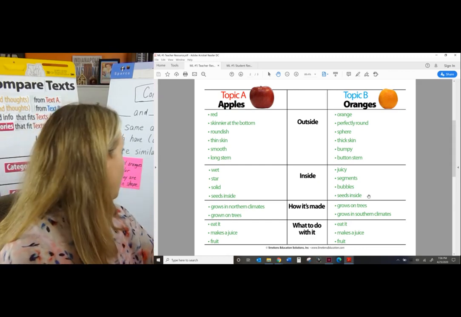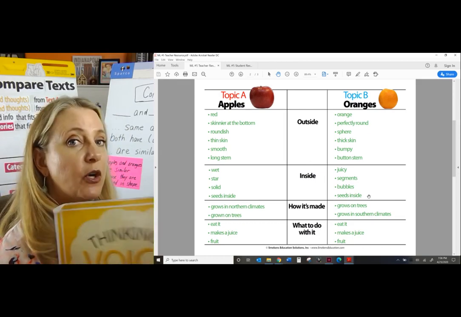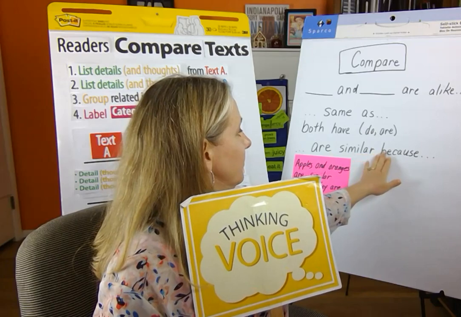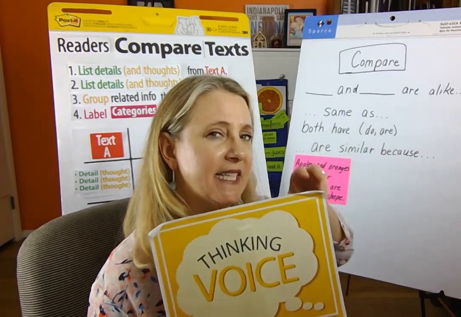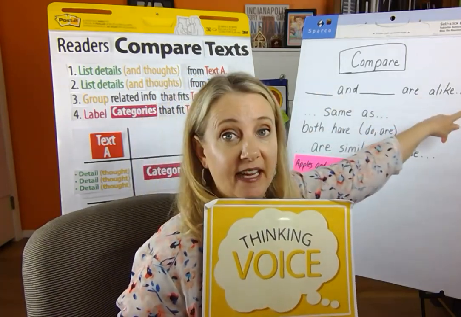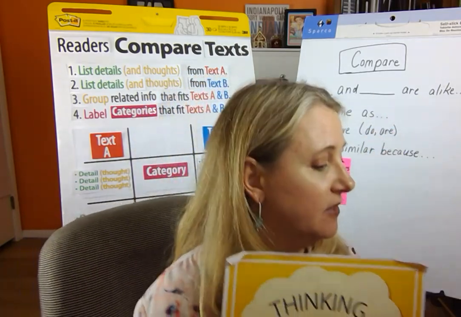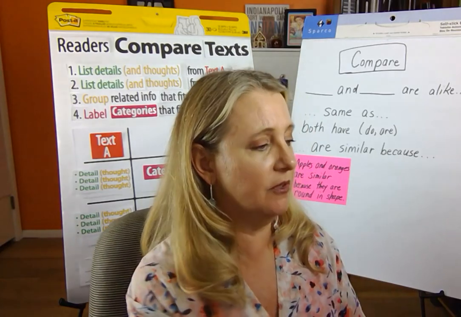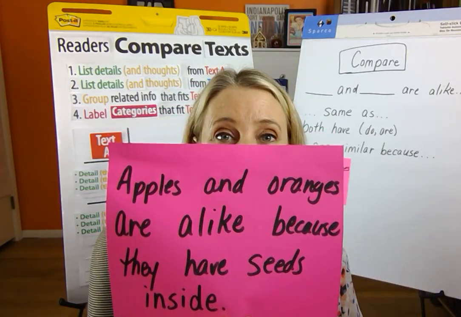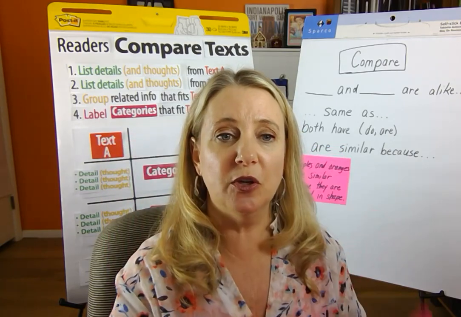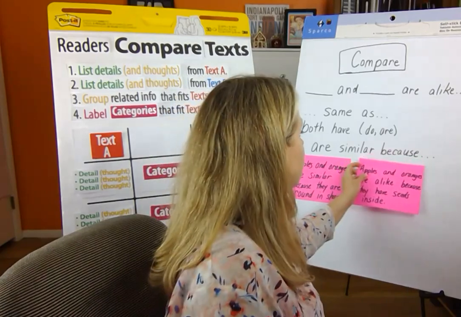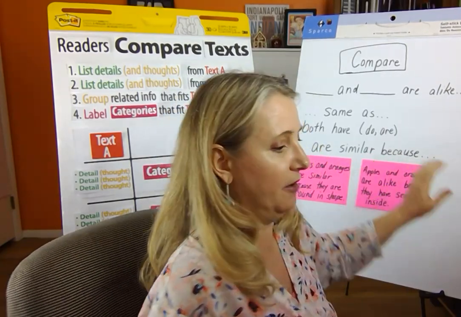Okay, so what words would we put together? Are similar? Well, similar means they're not exactly, and they both have seeds. Maybe they're alike. You want to say that? Okay, so how about apples and oranges are alike because they have seeds inside. So we're looking across the rows, and seeing what we have.